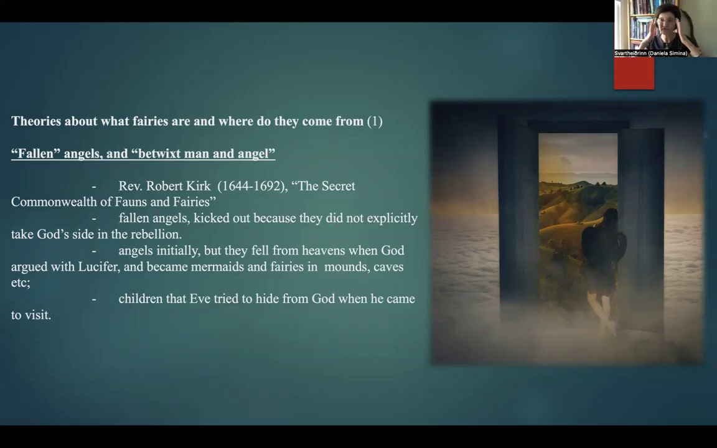We have the story of this rebellion that happened in heavens when the argument took place between God and Lucifer. And angels took sides, some siding with God and some siding with the rebellious Lucifer. But there was also a group of fairies that were left in between who didn't basically want to take anyone's side.